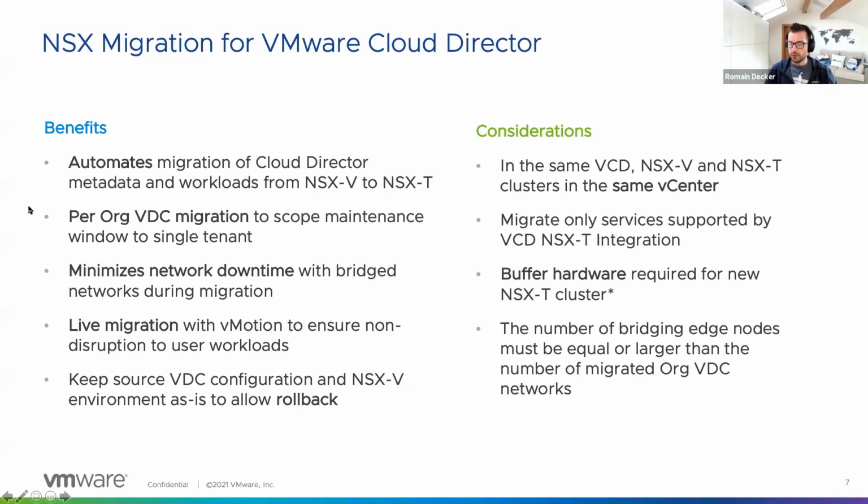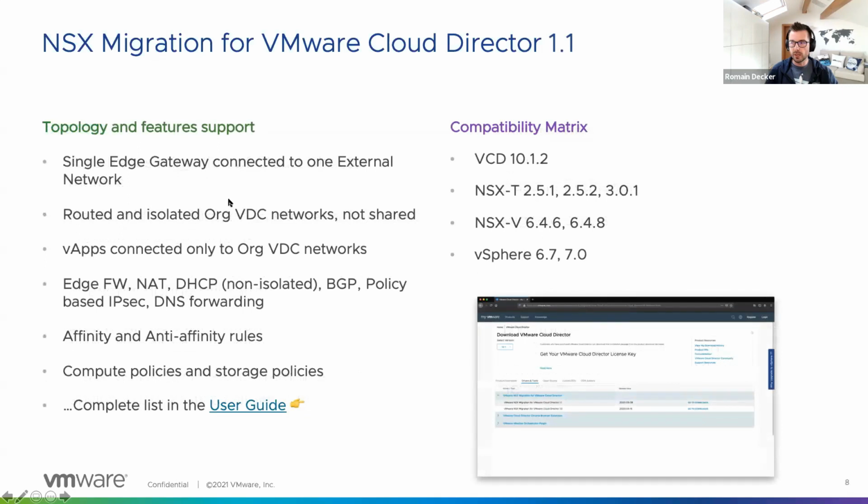And the first version of this, 1.0, was released in April last year. Then we had a new one in September or October, 1.1. And here we have the 1.2, which was awaited by a lot of people in the field. So in 1.1, we had support for some topologies and some features. One of the main caveats was that we only supported a single edge gateway in the org VDC, and a single external network. So that's fixed now with the 1.2 release.